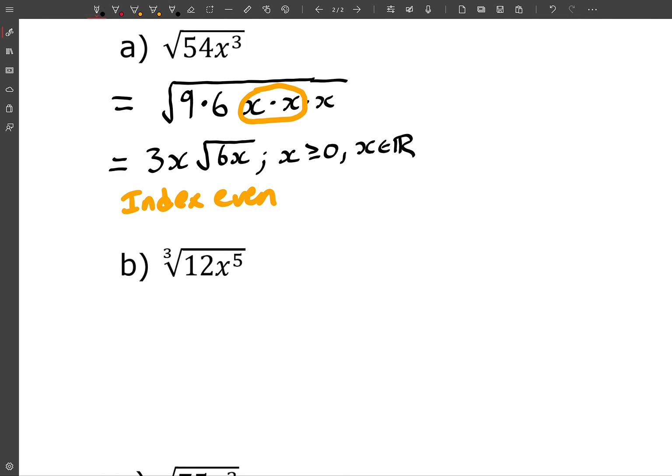X is an element of the real numbers. So those are our restrictions. X has to be greater than or equal to 0.